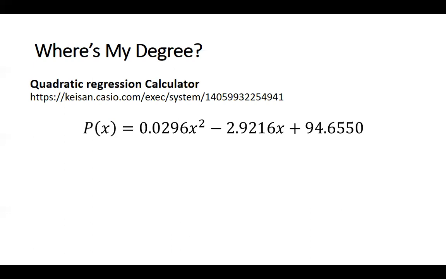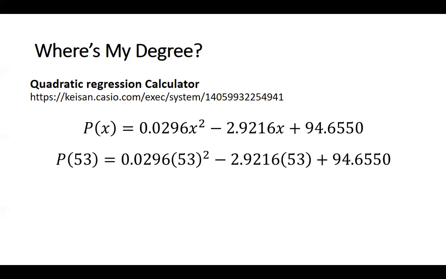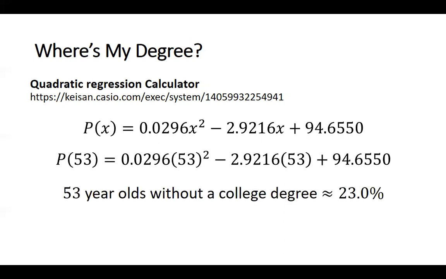The second part of the question was to approximate the percentage of people who were 53 years old who did not have a college degree. So I'm just going to plug 53 into this equation. I'm not going to repeat the numbers, I'm just going to let you look at that. Once I plug that in, I find a result of approximately 23%. So according to this quadratic regression, approximately 23% of 53-year-olds do not have a college degree.